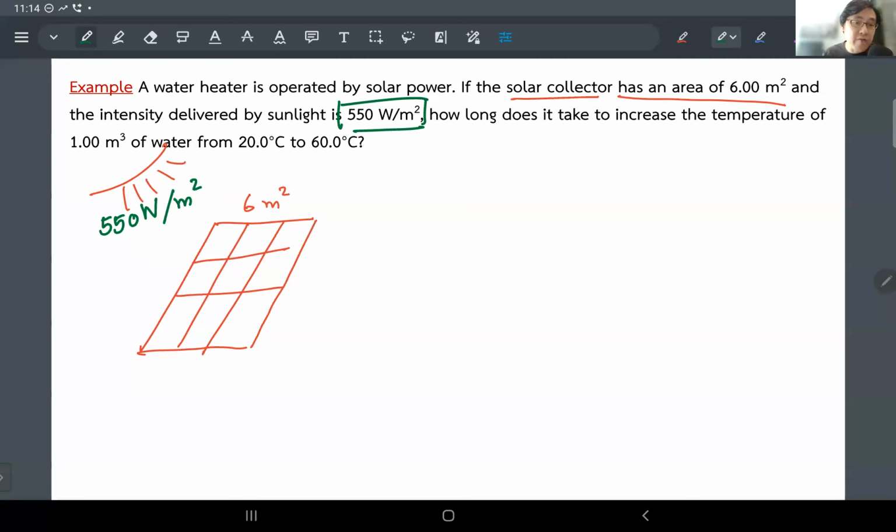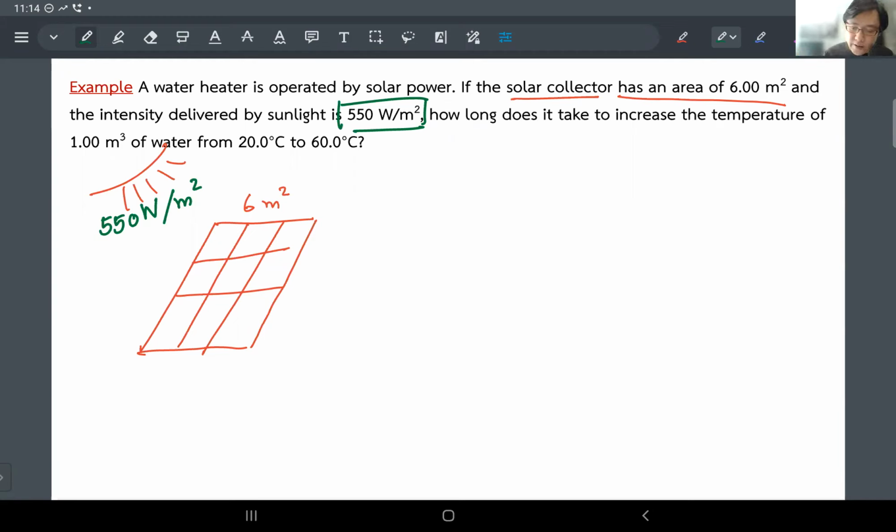So that means every 1 square meter of area, you will receive power from the sun of 550 watts. Okay, cool. So that's the unit of intensity. It's the power per unit area. All right, but just by looking at the units is good. How long does it take to increase the temperature of a cubic meter of water from 20 to 60 degrees Celsius? All right, so this is a good question. I want to know how long you have to wait if I want to use the energy from the sun to warm up the water from 20 to 60.